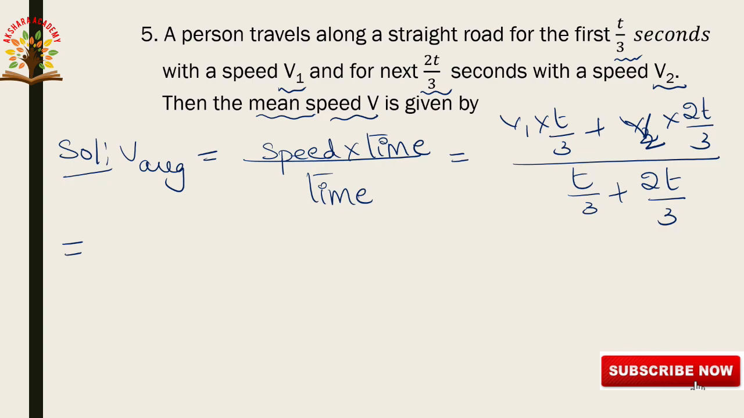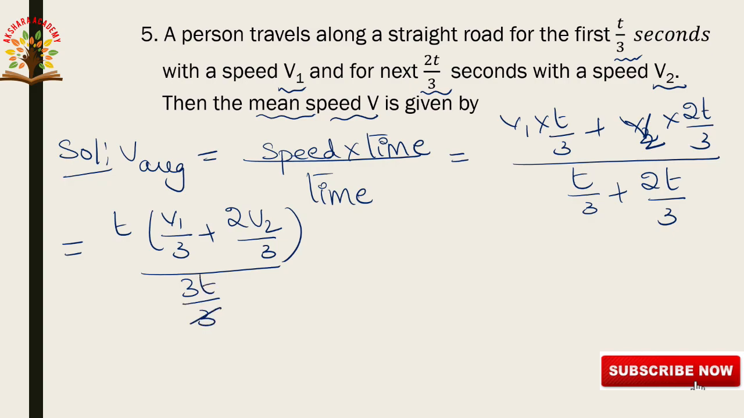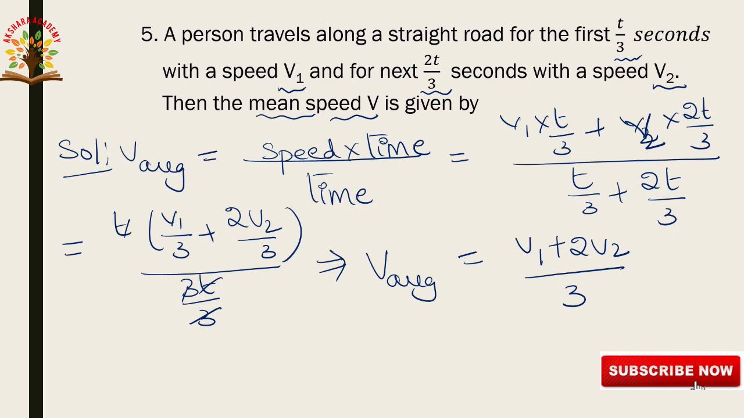Now, taking t as common, we get v1 by 3 plus 2v2 by 3, divided by t by 3 plus 2t by 3, which is nothing but 3t by 3. The 3 gets canceled, t also gets canceled. So v average is equal to (v1 plus 2v2) by 3. Okay, this is the final answer. Mean speed v is given by (v1 plus 2v2) by 3.